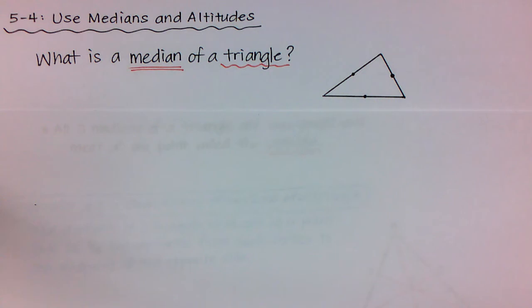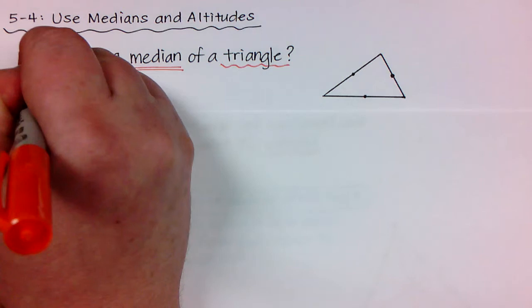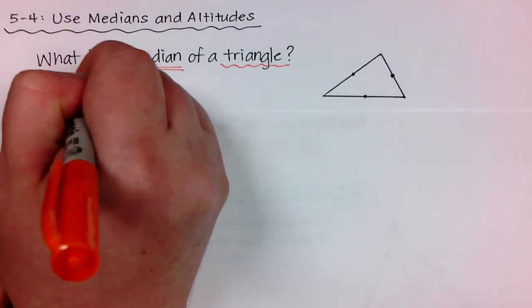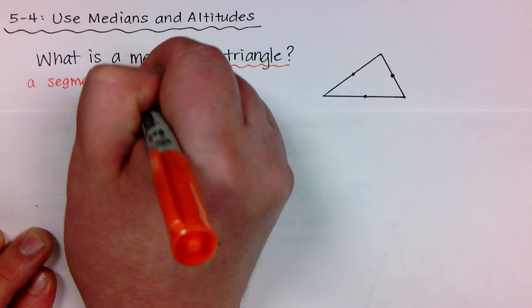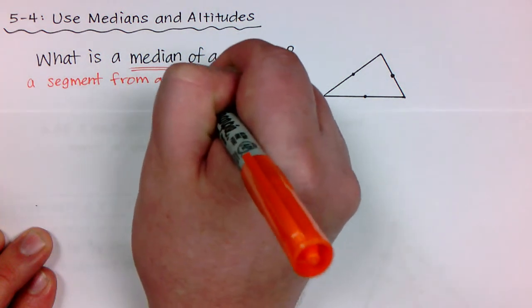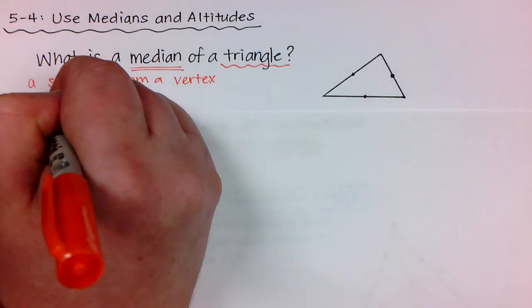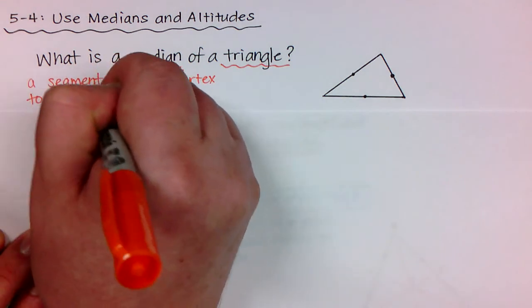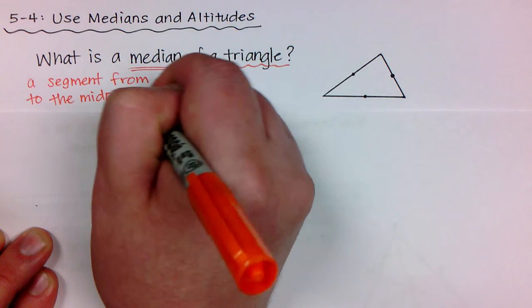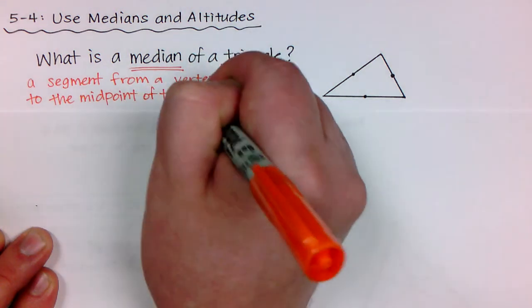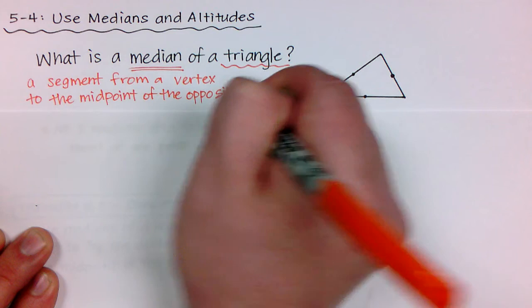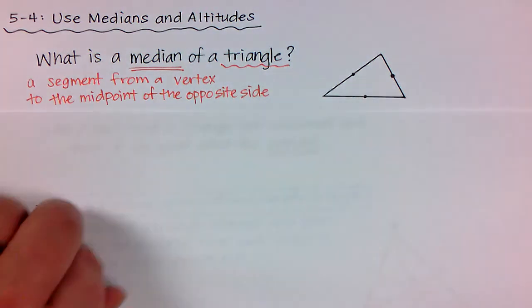Hello class, this is lesson 5-4, which is all about how to use medians and altitudes. So two different things. First let's just talk about what is a median of a triangle. A median is a segment from a vertex to the midpoint of the opposite side. Right? That's what a median is.